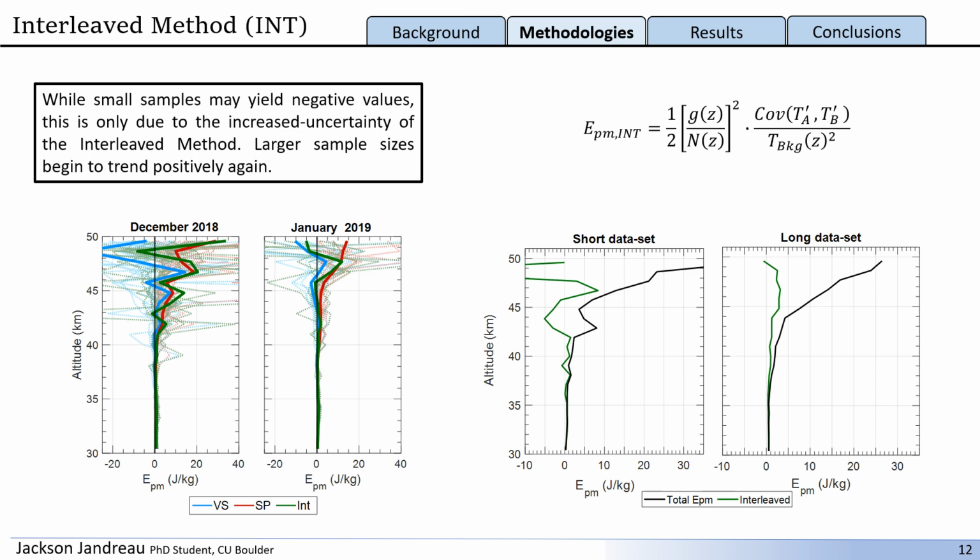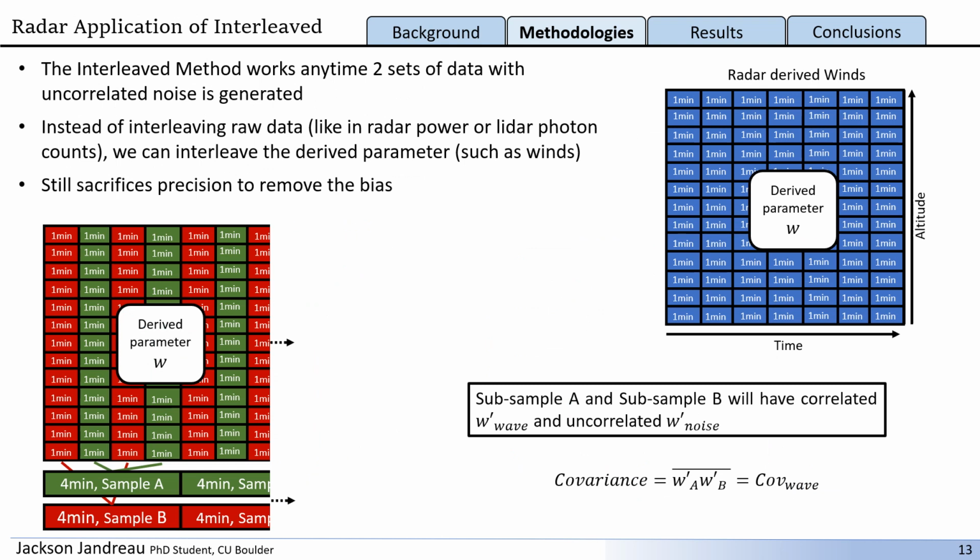In this case, one of the other methods may be a better option. This method was just described in detail for application to typical LiDAR data. When handling radar data, however, where there are many different approaches to generating the measured parameters, you can actually apply this interleaving to the derived radar parameter.